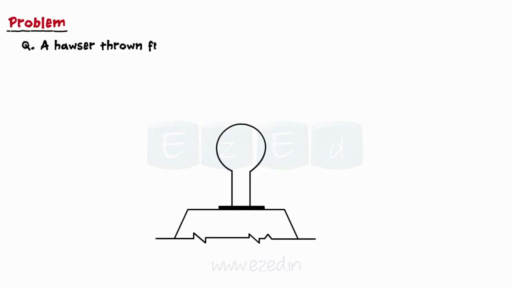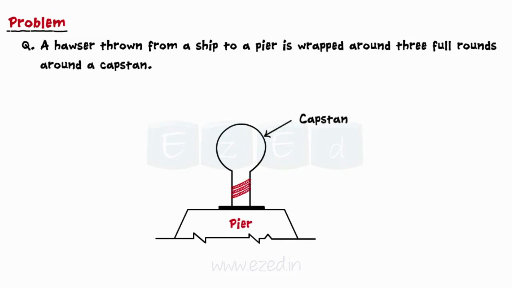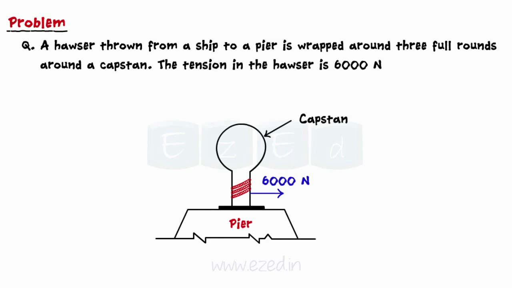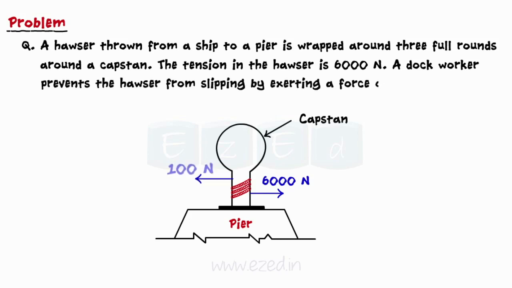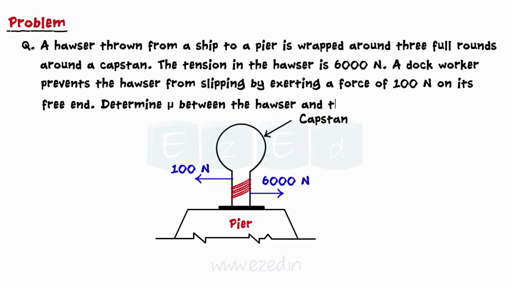A hawser thrown from a ship to a pier is wrapped around 3 full rounds around a capstan. The tension in the hawser is 6,000 newtons. A dock worker prevents the hawser from slipping by exerting a force of 100 newtons on its free end. Determine the coefficient of friction between the hawser and the capstan.